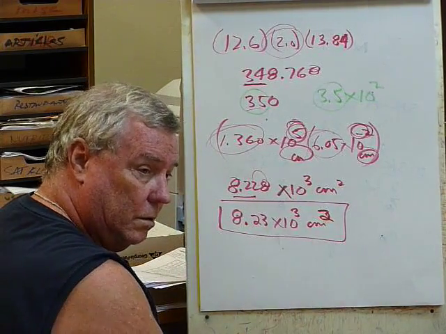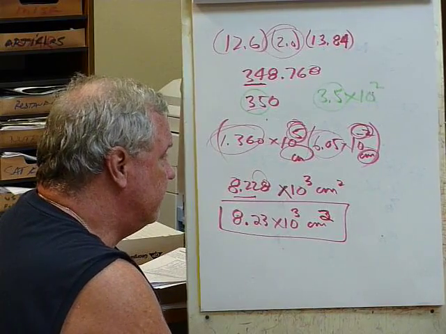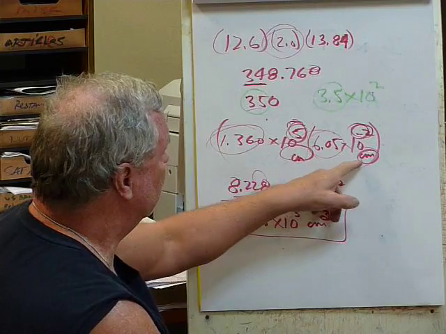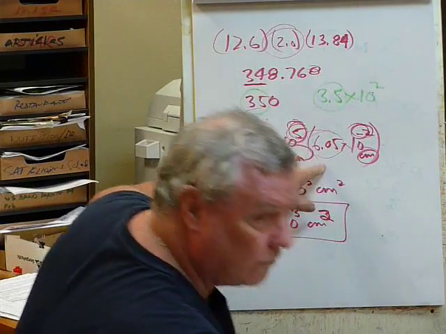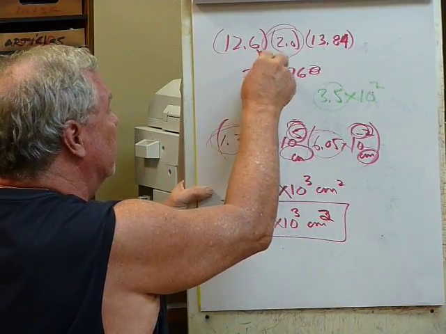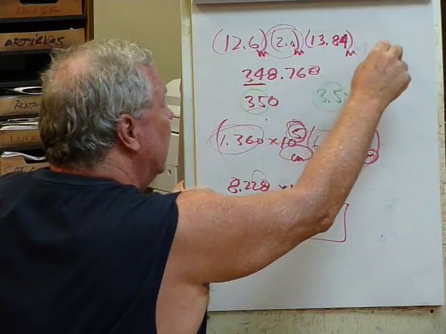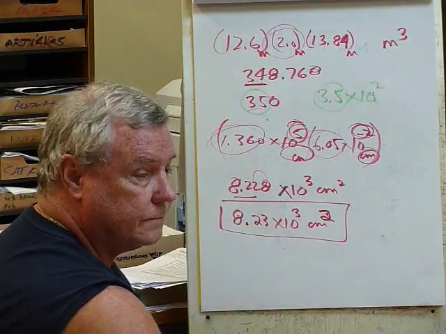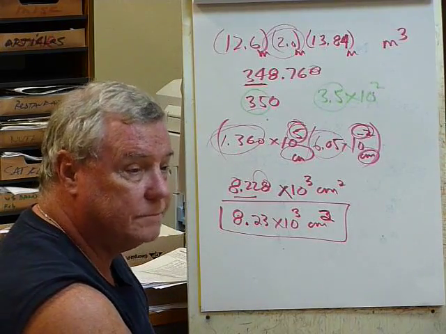Good call. And then up above, would it be meters cubed, or would it just say meters? In the first example? Oh, I didn't do the ones in the first one. I see. Yes, it's meters cubed in the first one. When you're multiplying them, you add the exponents.